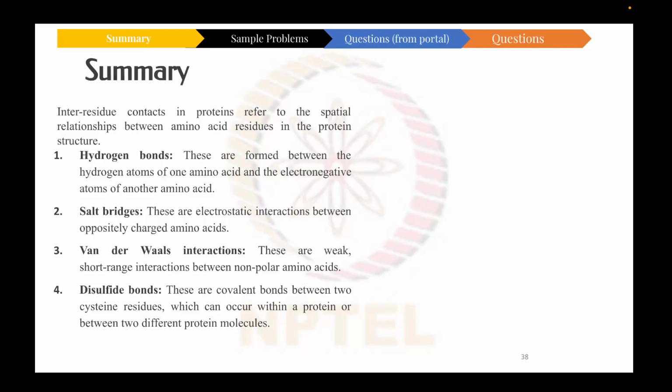Then we have long range contacts. These are the contacts between amino acid residues that are distant in sequence, usually separated by more than 10 amino acids. Long range contacts are critical for maintaining the overall structure and function of a protein. They are typically formed with a combination of hydrogen bonds, van der Waals interactions, electrostatic interactions, including salt bridges, and disulfide bonds.